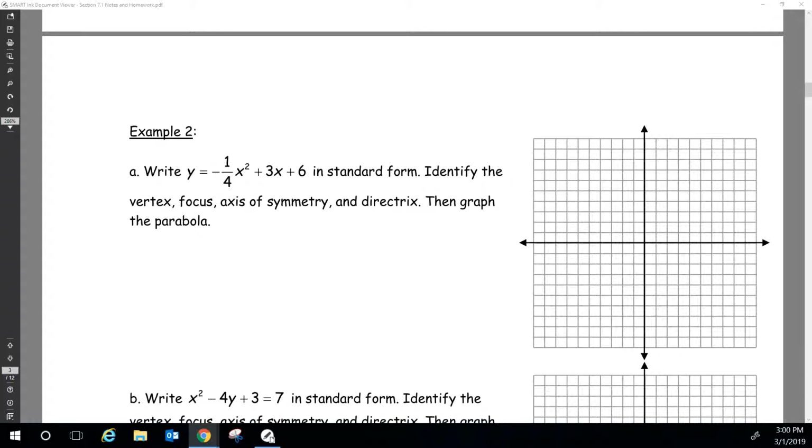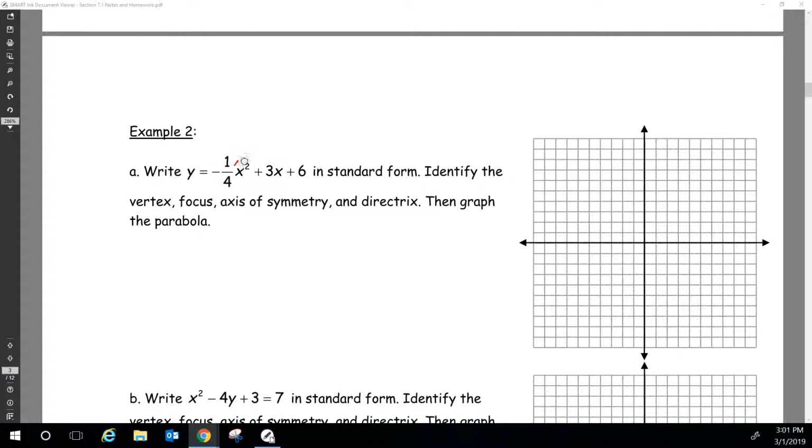Welcome back. Here's section 7.1, example number 2. This time we're not given the parabola in standard form, we have to put it in standard form first. In order to do that, we need to complete the square. So I'm going to find the one that has the x squared in it, or the squared guy in it.